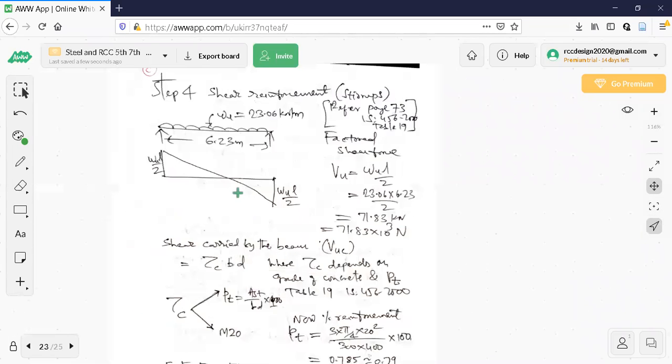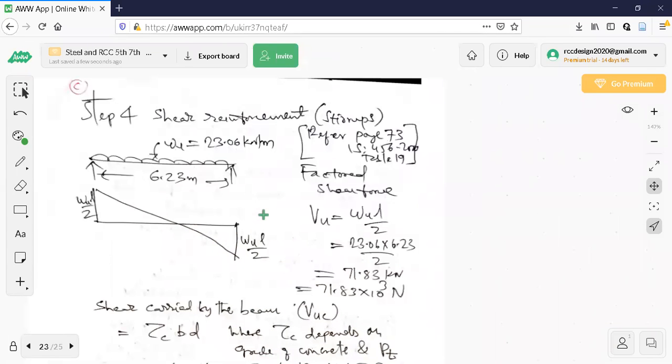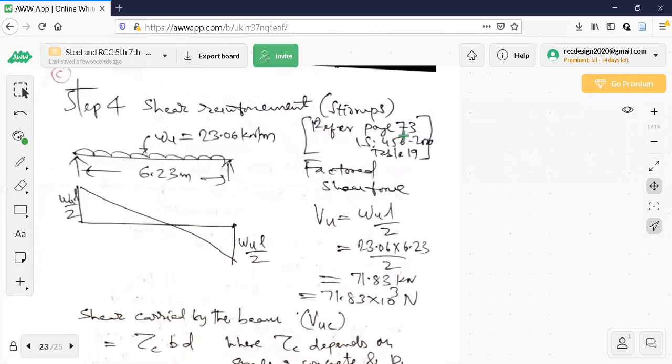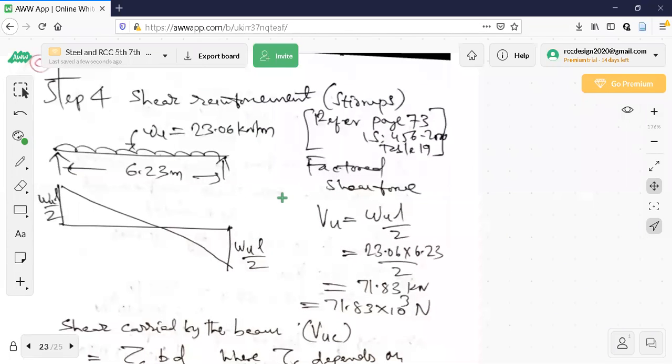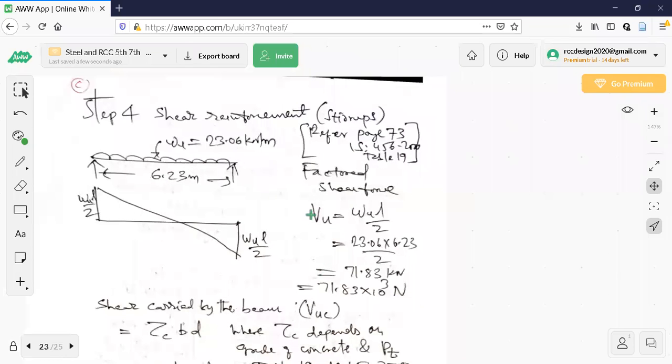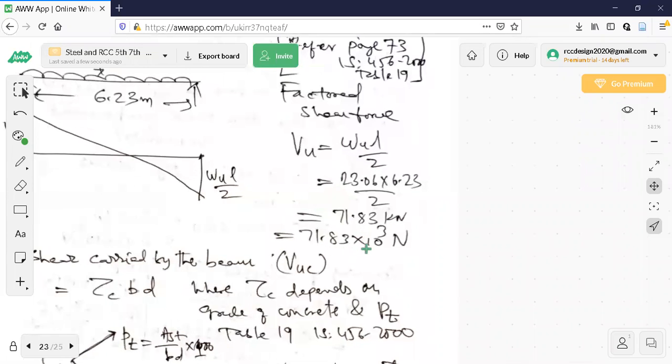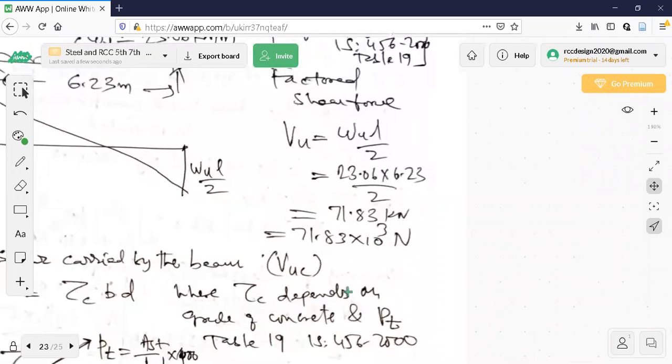Then you have to go for checks. Step 4 is shear reinforcement. Again, I am using page number 73, Table 19. Now, how is the shear reinforcement done here? My objective is to decide the diameter and spacing of stirrups. Observe here. VU is WL by 2, 71.83, already calculated, 71.83 into 10 raised to 3.